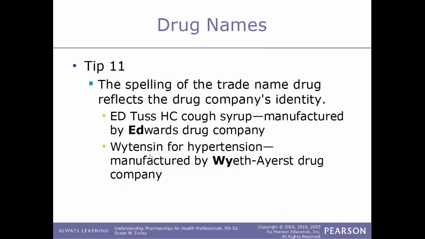Tip number 11, the spelling of the trade name reflects the drug company's identity. ED TUS HC cough syrup is manufactured by the Edwards Drug Company, ED for Edwards. See, the drug Wytensin for high blood pressure is manufactured by the Wyeth Ernst Drug Company.